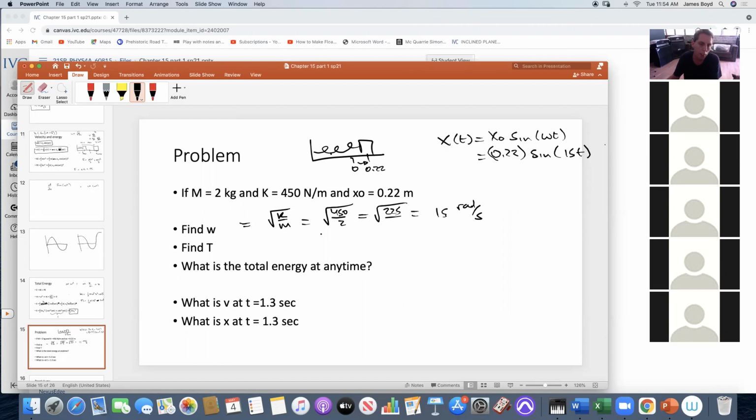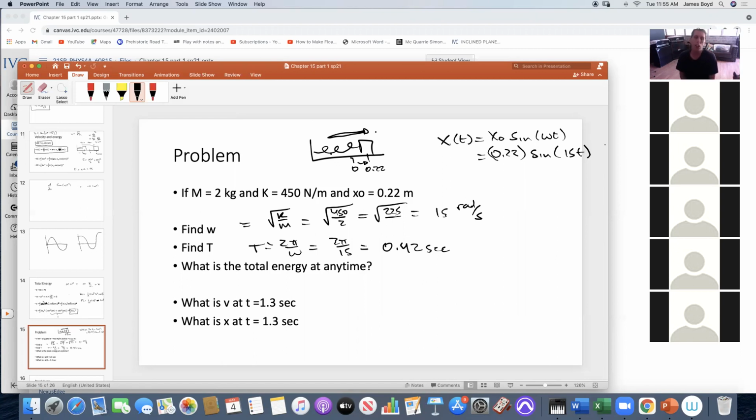What is our period? Our period is 2 pi over omega, which is 2 pi over 15. 2 times pi divided by 15 is 0.42 seconds. That is the time it takes to go from the initial position to the negative of the initial position and back. So it's going to go one complete cycle in a period of 0.42 seconds, 0.4188 actually.